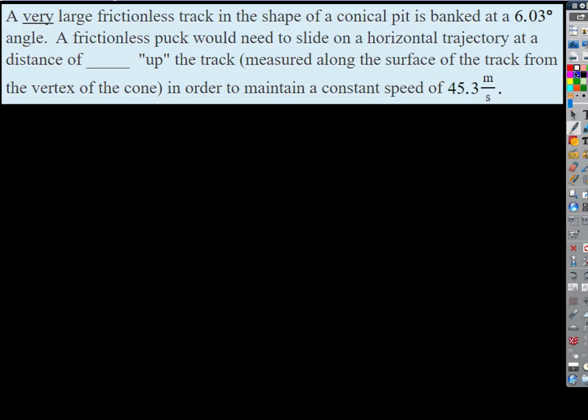If we were to look at a cross section of this cone, it would look like that, and this angle right there is theta, which is 6.3 degrees. And then it's just this conical divot. There's an object that's sliding around in a circular path, a perfect circle, uniform circular motion. And we know that it's moving with a constant speed of 45.3 meters per second.